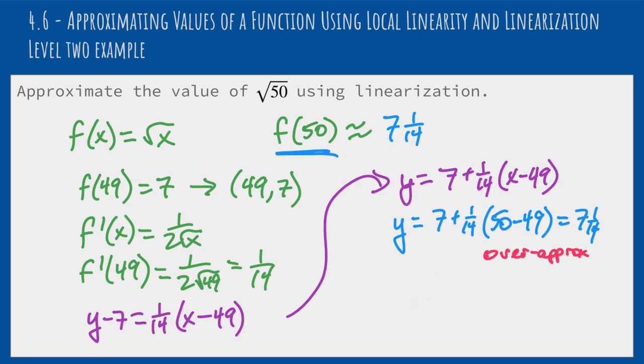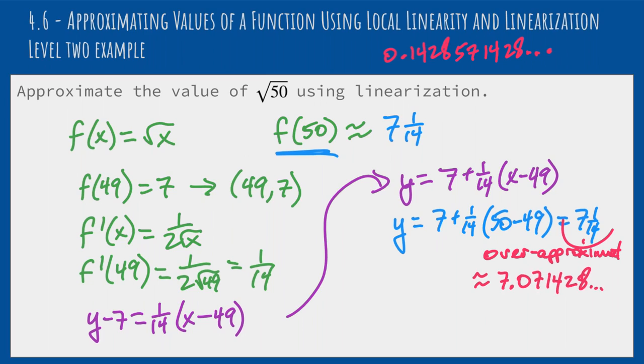If you don't know, 1/14 is half of 1/7. 1/7 is 1, 4, 2, 8, 5, 7 repeating. So 1/14 is going to be about 7.071428 and so on. So that's the approximation we get using the 7 and 1/14.